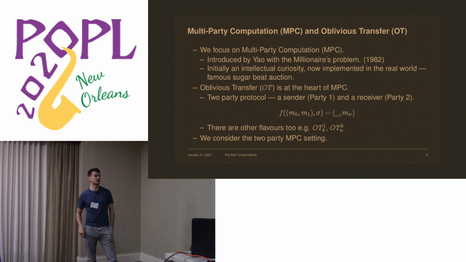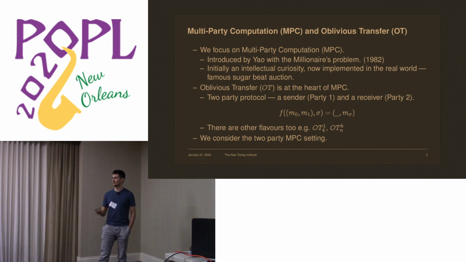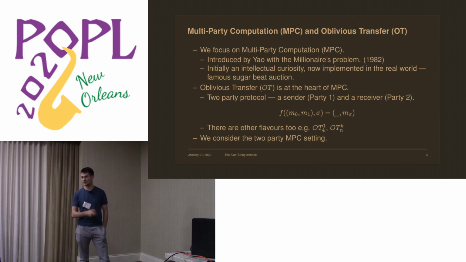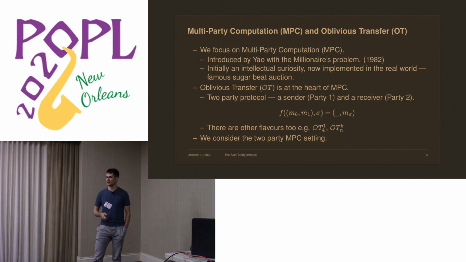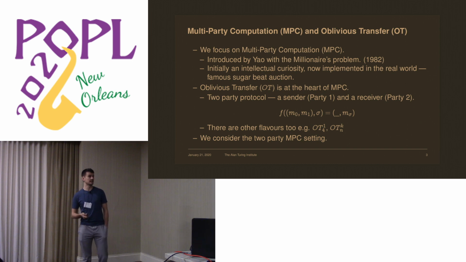So initially, I think this was a bit of an intellectual curiosity, but now we're seeing in the crypto world that it's becoming a real-life problem that's happening. So everyone cites the famous sugar beet auction in Denmark. This was one of the first applications of MPC, but we're seeing more and more that it's become used in the real world. So I think it's important that we consider this formally.